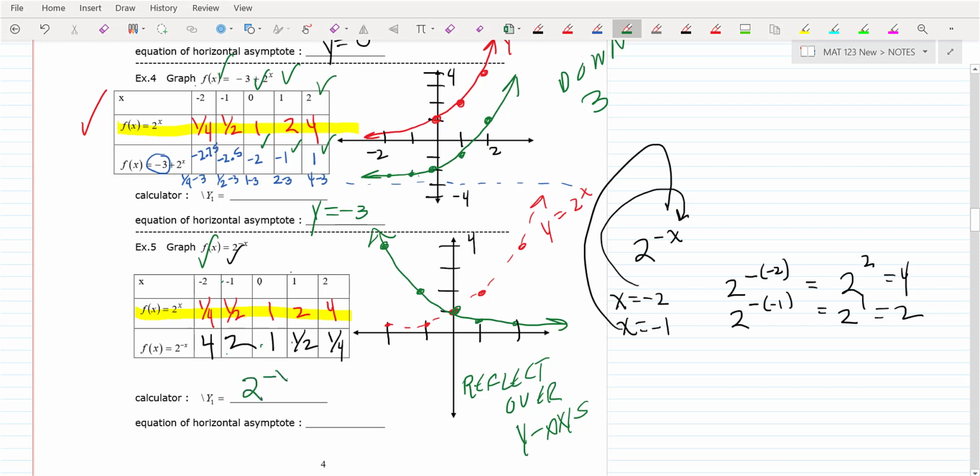All right, so again, you would put this in like this. You would put in 2 to the -x. The horizontal asymptote's y equals 0. Okay, like that.